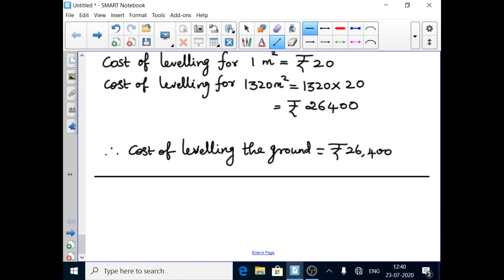Then next question. Question number 3. The perimeter of a triangular plot is 600 meter. If the sides are in the ratio 5:12:13, then find the area of the plot. Okay, so the perimeter is given and the ratio of the sides is given. From that we are going to find the area of the triangular plot.